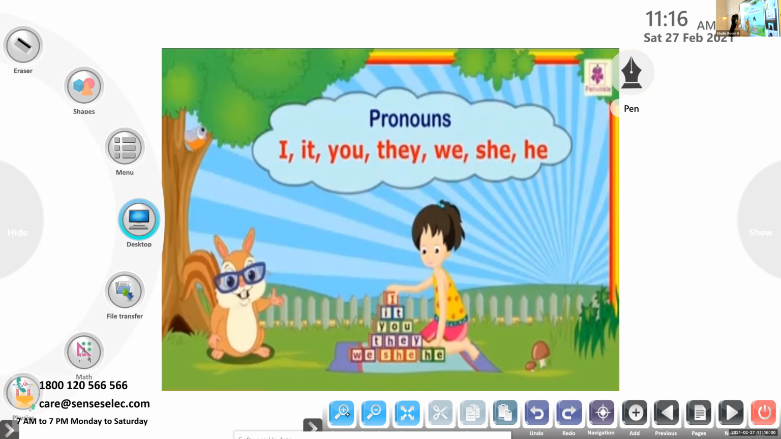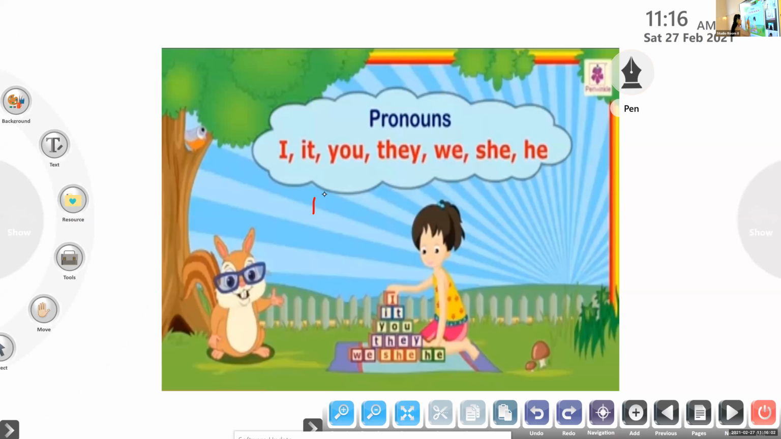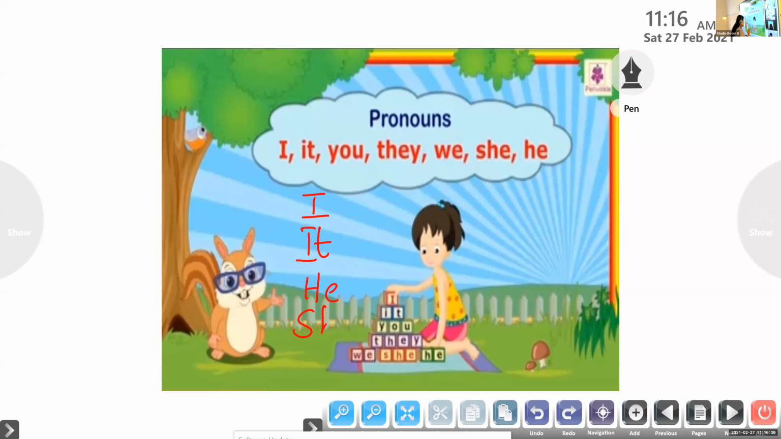Okay, so we'll start with the singular pronouns. I is a singular pronoun. It is a singular pronoun. He and she are singular pronouns. So these are 4 singular pronouns, and the plural pronouns are we, you, and they. So there are 7 common pronouns.